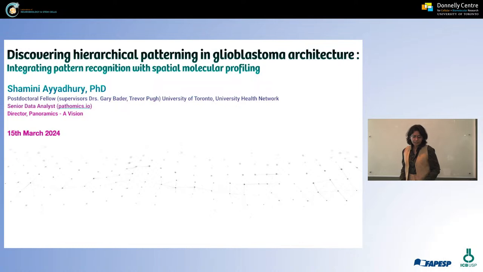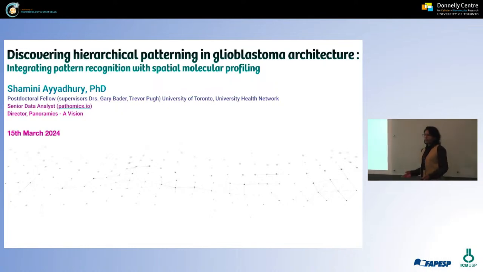So today, my title is Discovering Hierarchical Patterning in Glioblastoma Architecture. It's really about looking at patterns, right? If I were to look at you, you're just a room full of people. But if I were to look at patterns, then I will see that people from the same lab tend to group together. So a computational algorithm will pick that out. This is the biological diversity, the patterns that we see every day in our lives in nature. And now we want to describe them because all these patterns have a functional significance. They're not random.